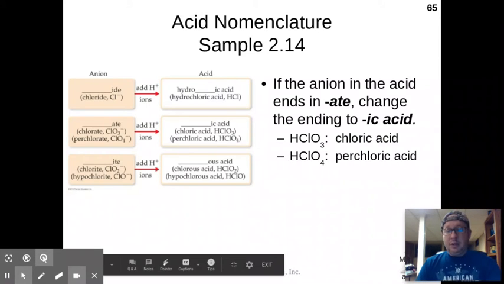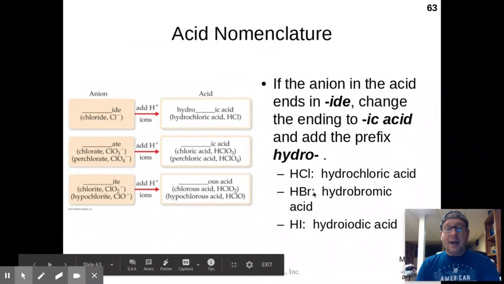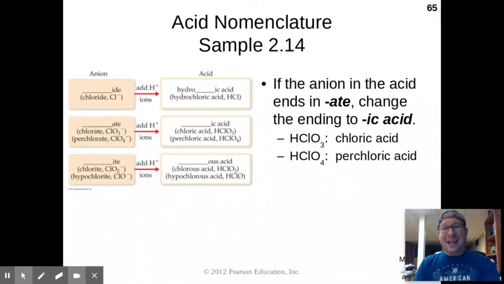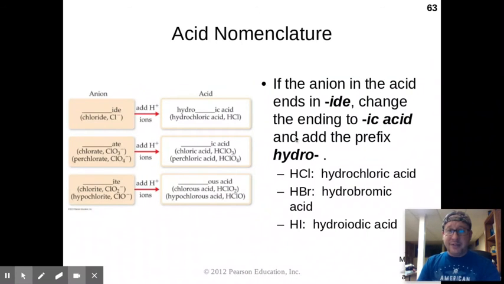So really you're just changing the ending as well with a few of them, mostly with the IDE ones when you add the hydro, but everything else is just usually the ending of the anion's name. So again, we've got three rules when we come to naming acids, and we're going to do a lot of practice with this as the days come around. We're going to do some practice right now.